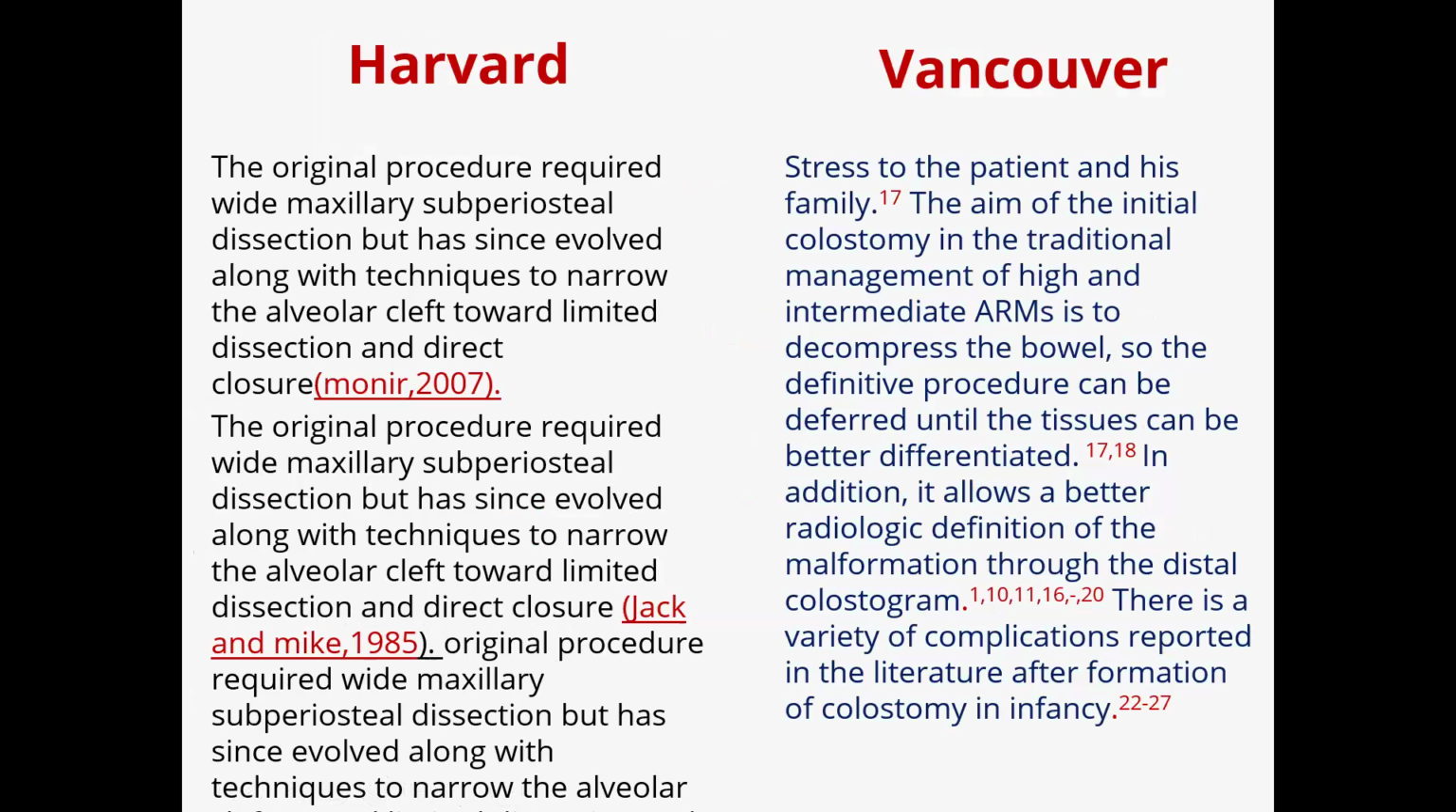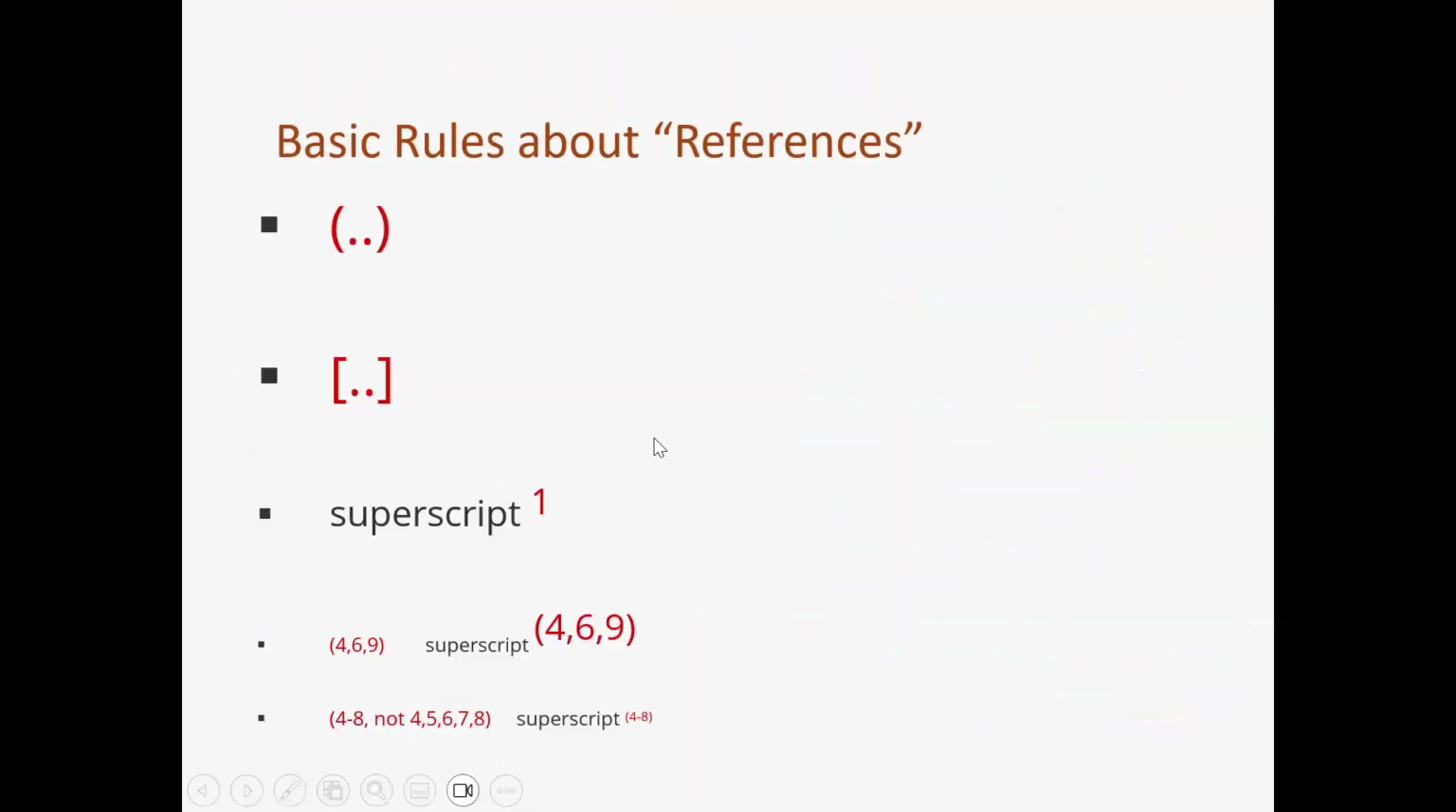So which one is better? It is according to the journal that you are going to submit your research in. Before submitting any research or any article in any journal, you have to read whatever is called the letter to the authors or the instructions to the authors. So I have to read that before submitting my paper in order to know which type of references they are using, either the Vancouver method or the Harvard method.